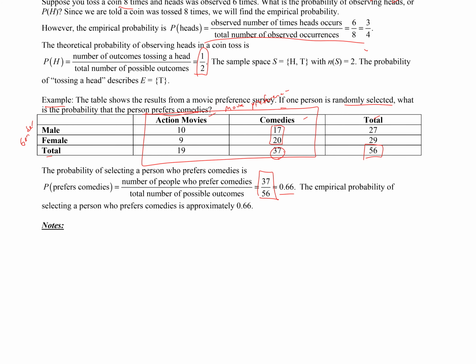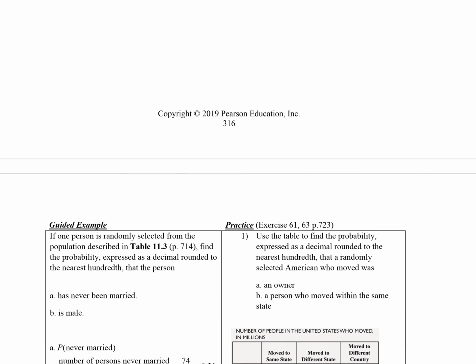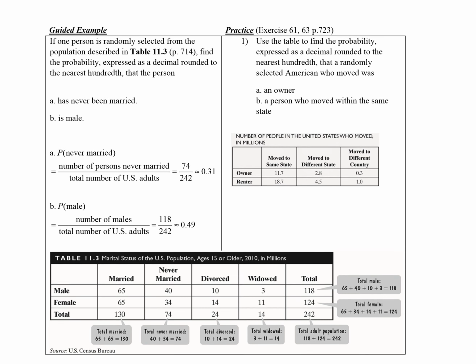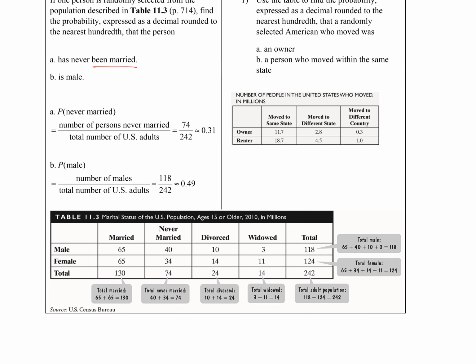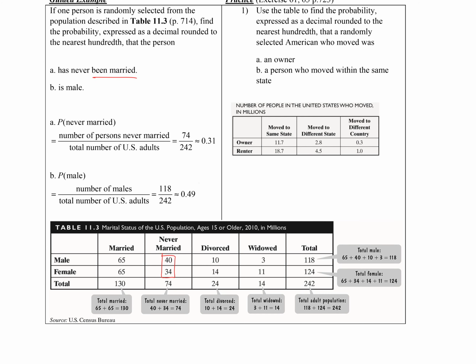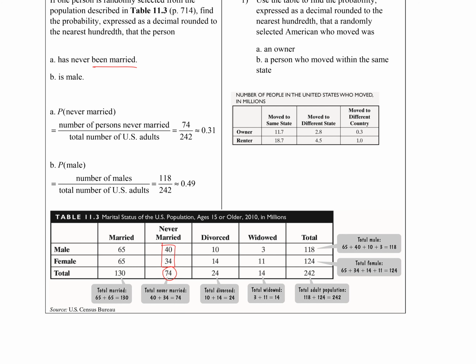All right, here we go. Guided example. If one person is randomly selected from the population from table 1. Okay, so this table down here. Let me actually erase that. Looks weird. All right, so then it says find the probability expressed as a decimal, round to the nearest hundredth. That person is never married. So never married is this group of people. They don't care about gender. They just ask for never married. So it's 74 out of the total 242.